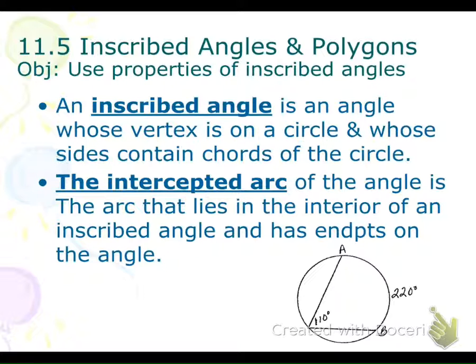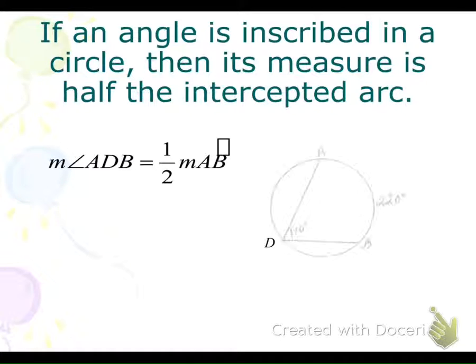Our next one was the intercepted arc. This of the angle is the arc that lies on the interior of the inscribed angle and has endpoints on the circle. And you see it here. So you saw that the arc has the measure of 220, which meant the angle is half of that, which is 110. We followed on to our next definition, which was this formula.